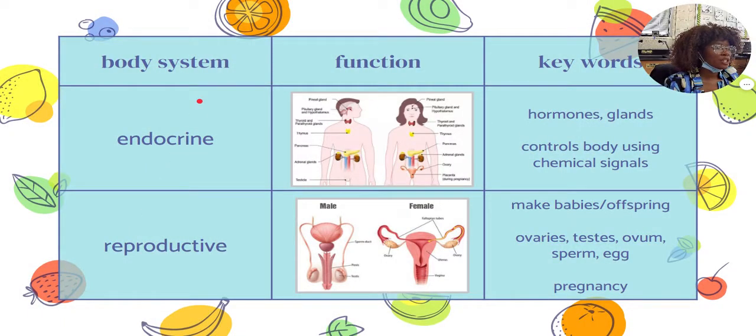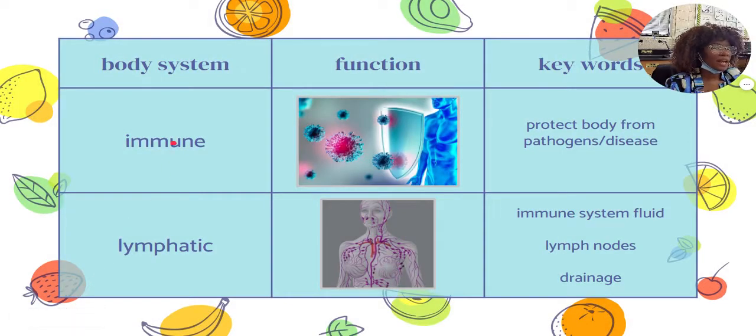The endocrine system is the hormone and gland system that controls the body using chemical signals. And then we have the reproductive system that uses those glands and those hormones to do things like make babies, get pregnant, puberty, menstruation, all of that stuff. The immune and lymphatic system typically go hand in hand because they both are designed to protect the body from pathogens and disease. The lymphatic is just the more fluid things such as your lymph nodes.